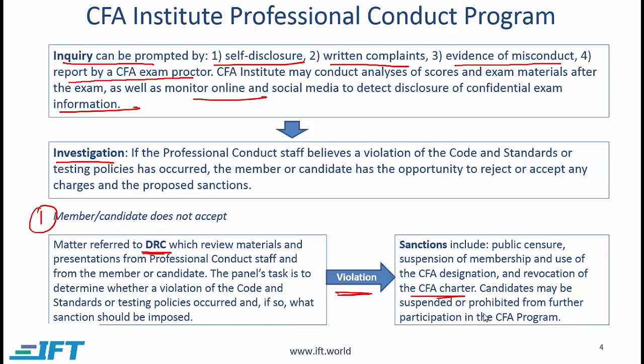Candidates may be suspended or prohibited from further participation in the CFA program. The other scenario is that the member or candidate accepts the sanctions, and that is shown right here, and then obviously the sanctions will be imposed.